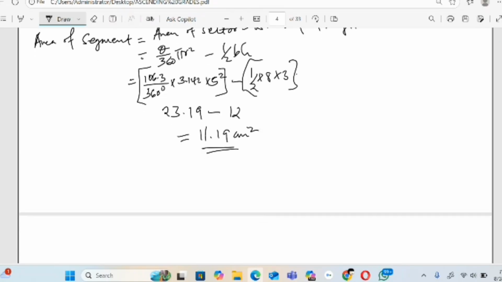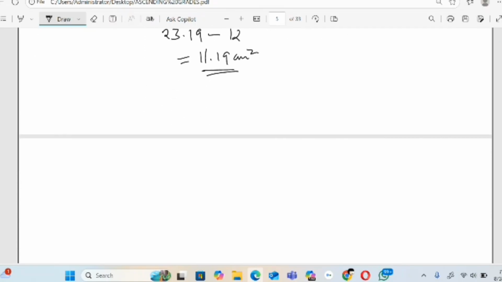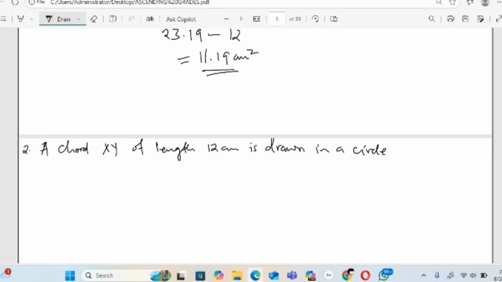Example 2. A chord XY of length 12 centimeters is drawn in a circle with center O and radius 10 centimeters as shown below.